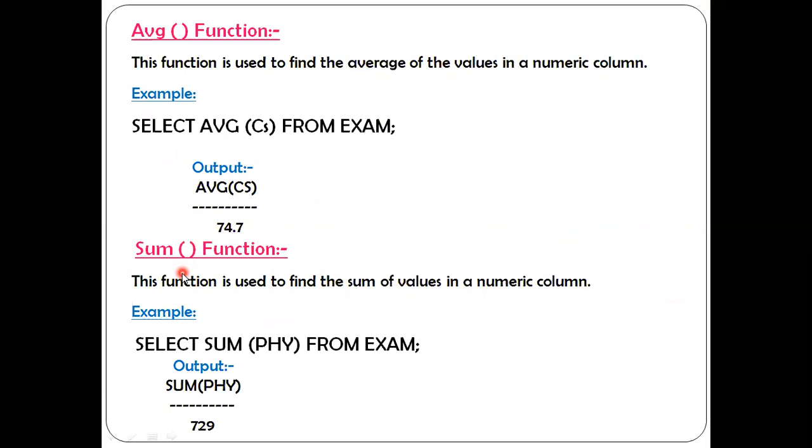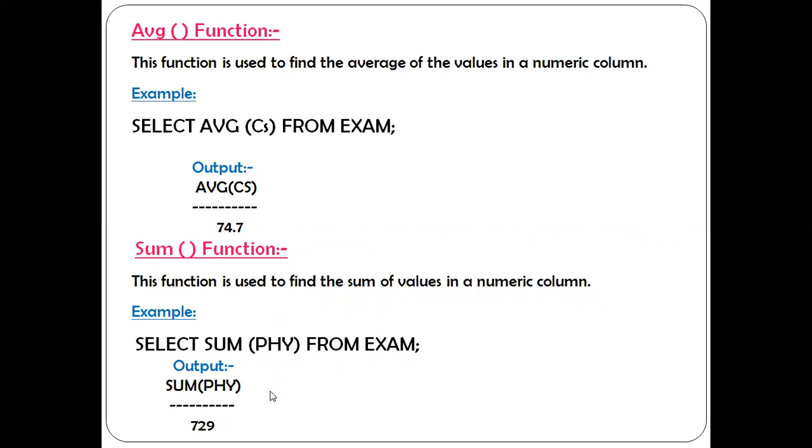Got it? Moving to the next one, the sum function. This function is used to find the sum of values in a numeric column. Have a look at the example. Select sum of physics. I am finding the total of which subject? Only the physics column, not chemistry, not mathematics, not computer science. Select sum of physics from exam.